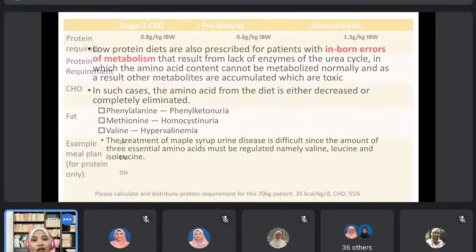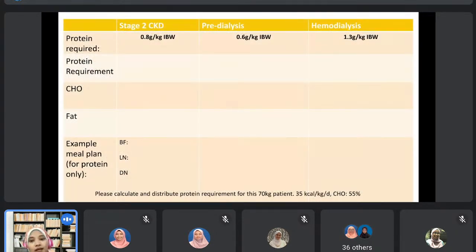Okay. Alright, so next hands-on session adalah this one saya dah berikan siap-siap. Okay, this one adalah stage 2 CKD yang mana dia require 0.8 normal protein requirement, pre-dialysis yang mana dia require 0.6, okay, and then hemodialysis patient which dia perlukan 1.3 high protein diet. Okay, so given here adalah weight of this patient. Okay, kita imagine lah this patient dia adalah orang sama yang mana akan melalui stage 2 CKD, kemudian pre-dialysis bila dah end stage, and then also hemodialysis.